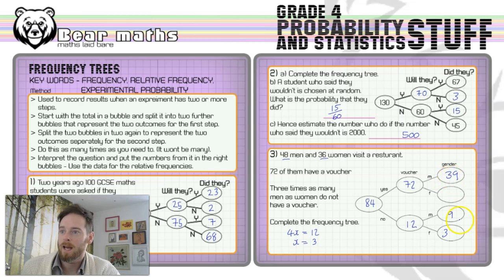So 39 men there, and then this one, 36 women. These two add up to 36, so 36 take away 3 is going to be 33. 39 plus 33 should give you 72, which it does, and therefore we have done the question correctly. Everything adds up. It's all good. Definitely a trickier question, interpreting the words there and forming some equations, solving the equations, and then making sure you get the right numbers in the right places.